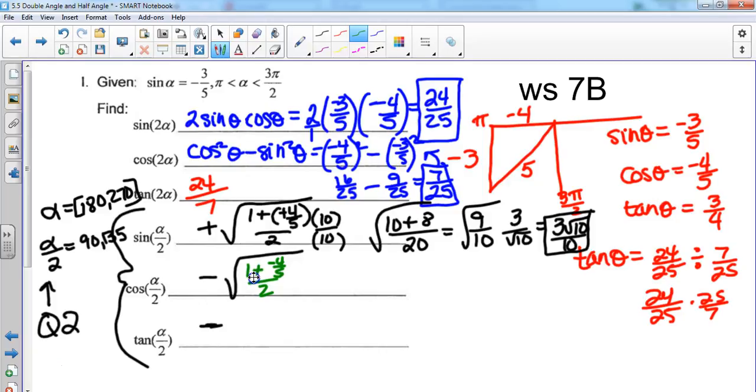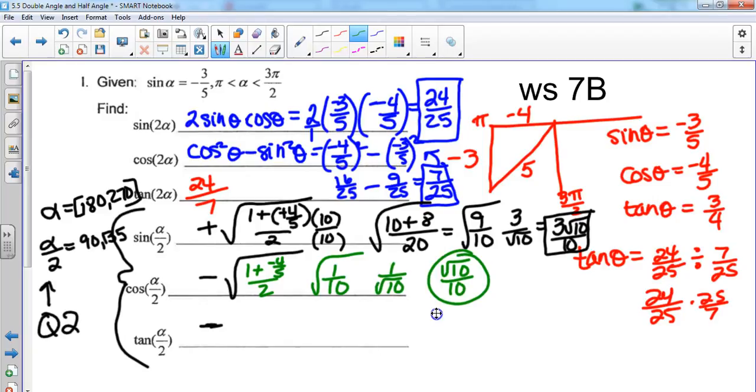Well, you can do it on your calculator, guys, the whole thing, except for the square root. 1 plus negative 4 divided by 5, enter, divided by 2. Math, enter, enter. You should get, this would be 5/5 minus 4/5 is 1/5 divided by 2 is square root of 1/10. What's the square root of 1? So 1 over square root of 10 rationalizes to square root of 10 over 10.